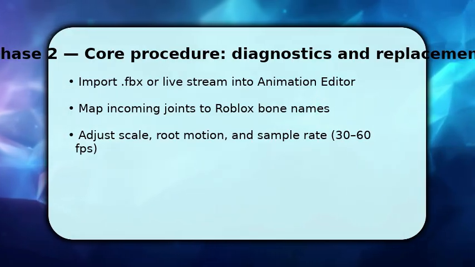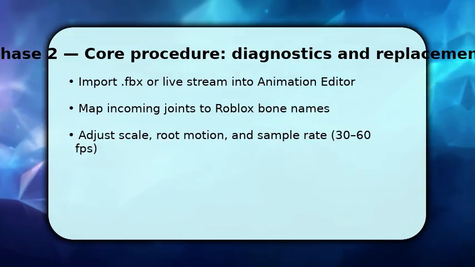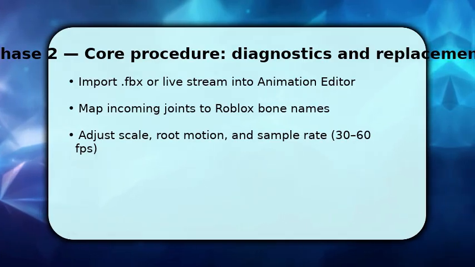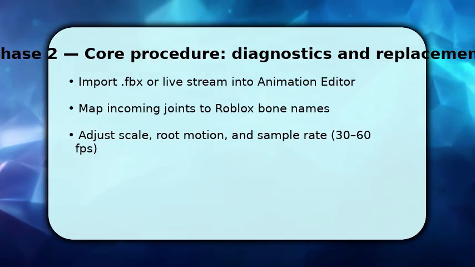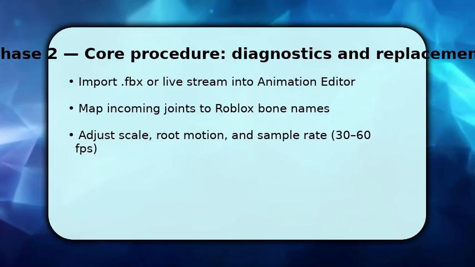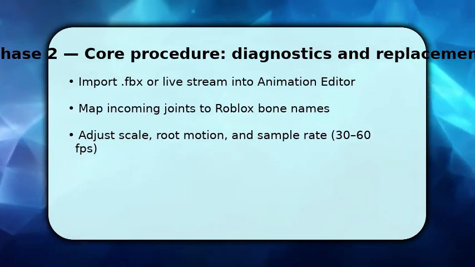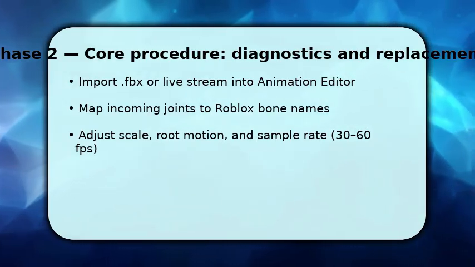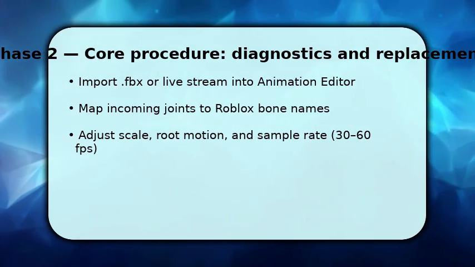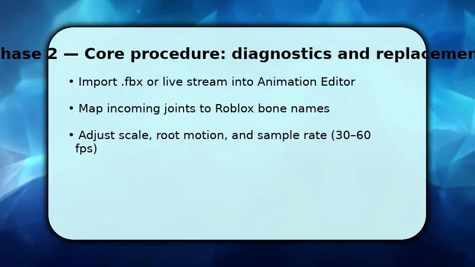Bring your FBX into the animation editor or connect the live feed, then map each captured joint to Roblox bone names so rotations and positions translate correctly. Once mapped, adjust scale and root motion so the character stays grounded. Reduce drift by sampling at 30 to 60 FPS.